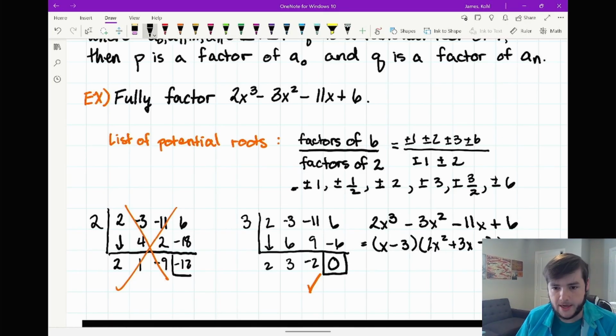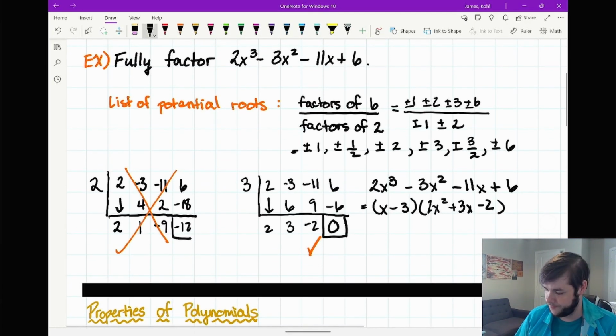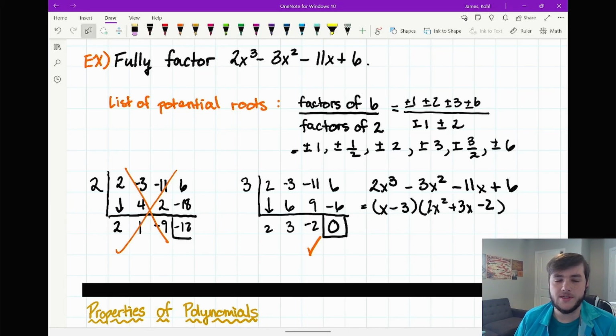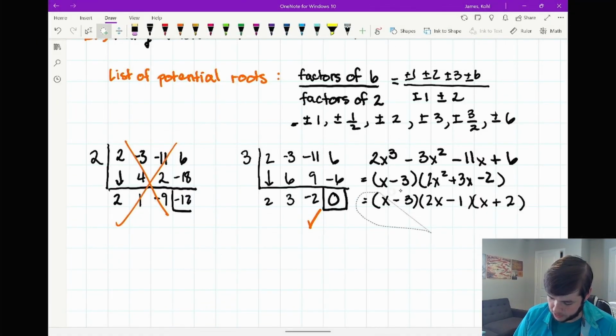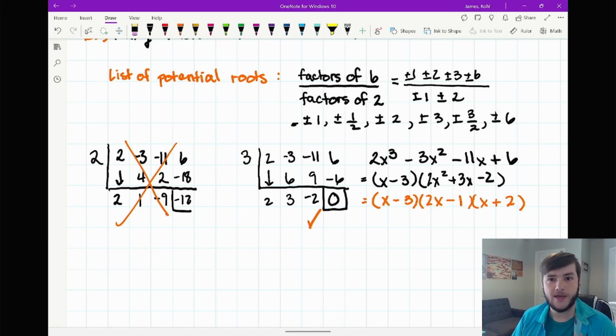Oh, and my head is in the way. There we go. Why don't you pause the video here to see if you can finish fully factoring? Here is the fully factored version. I get x minus 3, 2x minus 1, x plus 2. And you'll notice that the roots of each of those, being 3, 1/2, and negative 2, all appear in this list, right? So all 3 of my roots were in this list.